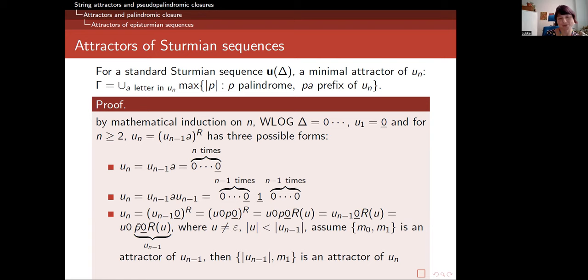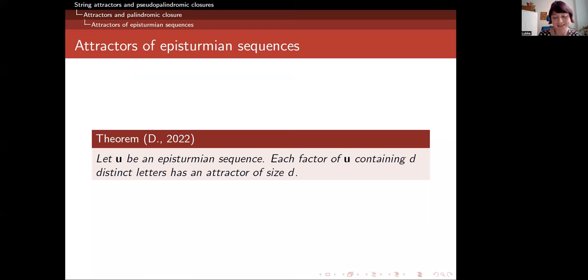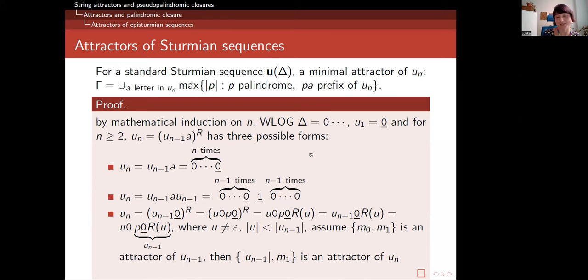UN-1 crossing this position. But this position, I underlined that everywhere, corresponds to this one. So it is the length of UN-1. And that's it. To summarize, your factor crosses either this or this position. Okay, so hopefully you are not completely confused by that. Just to give you an idea of the proofs. Exactly the same proof, but in a more general case, was doable for episturmian sequences, for palindromic prefixes.